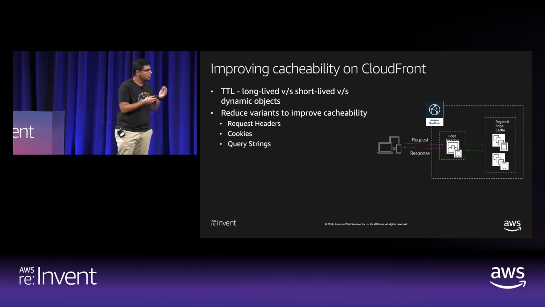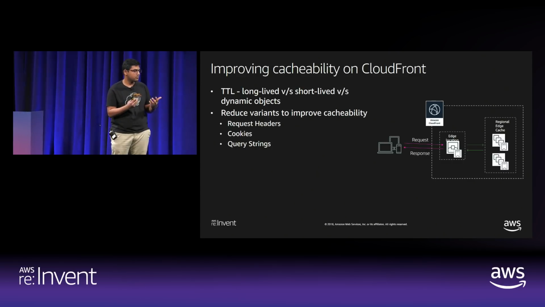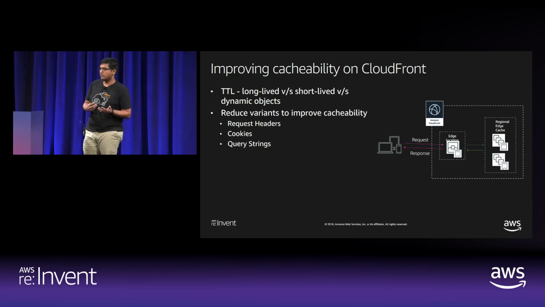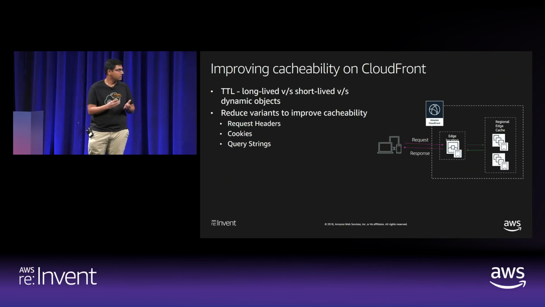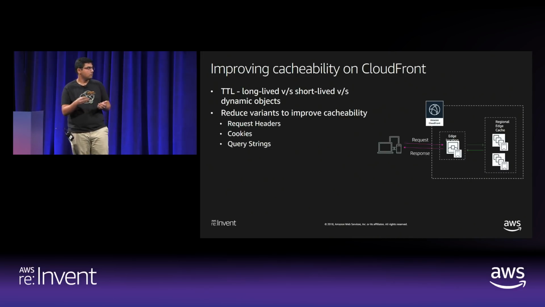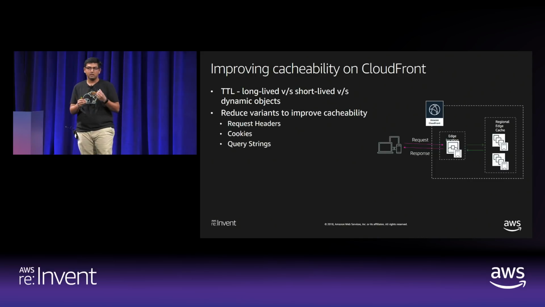Now, for each of these different types of objects, there can be variants which take into consideration some of the request characteristics, like headers or cookies or query strings. And you can either use all of it or a subset of it or none of it. Depending on the use case, that can affect the cache hit rate of your distributions. So it's important to eliminate the ones that don't need to be a part of the cache key.